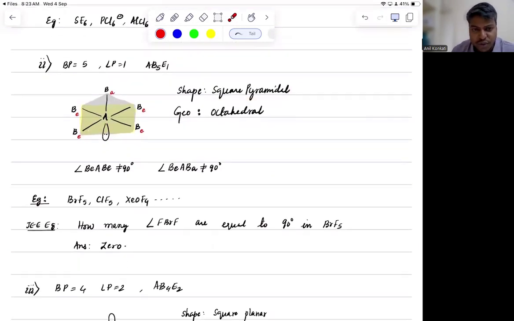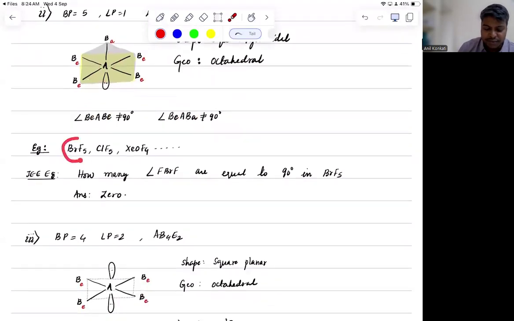Due to the square pyramid, there will be repulsion here. So these angles will not remain 90. None of the angles will remain 90 in this case. Neither the equatorial nor the equatorial-axial angle remains 90.